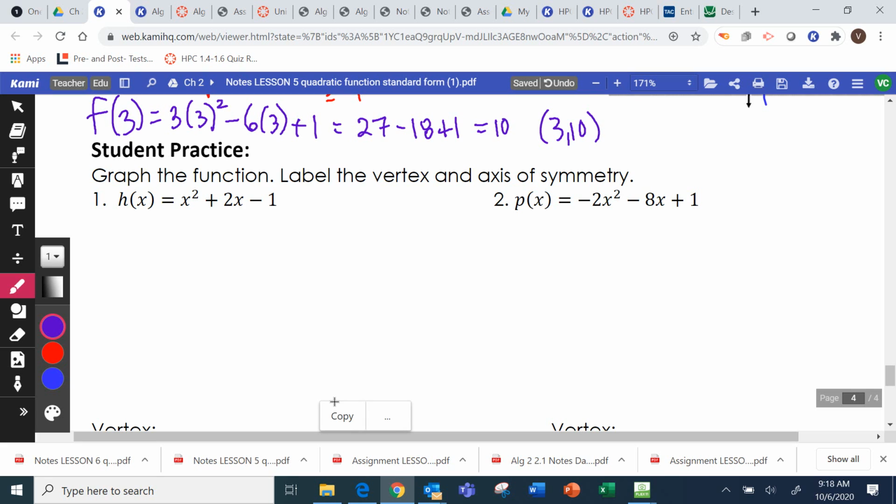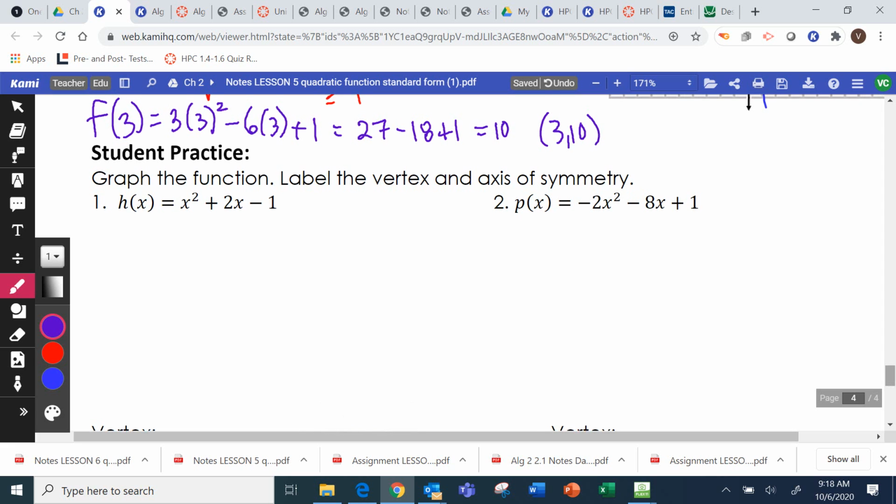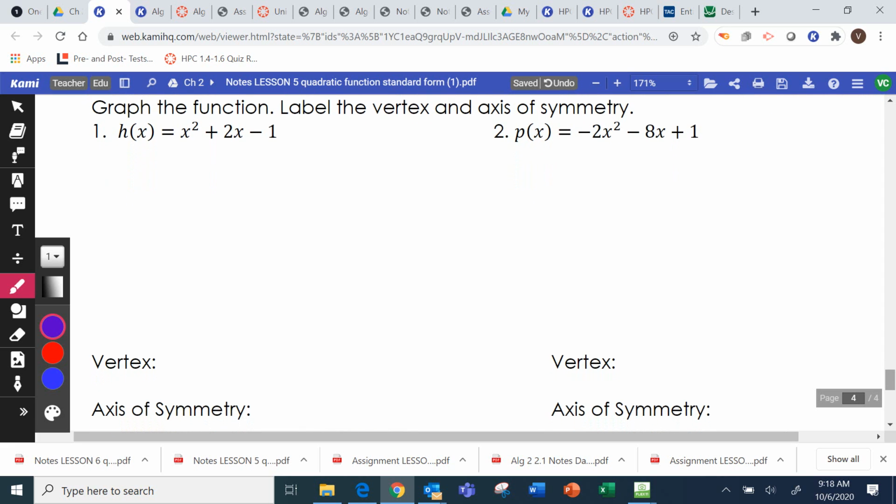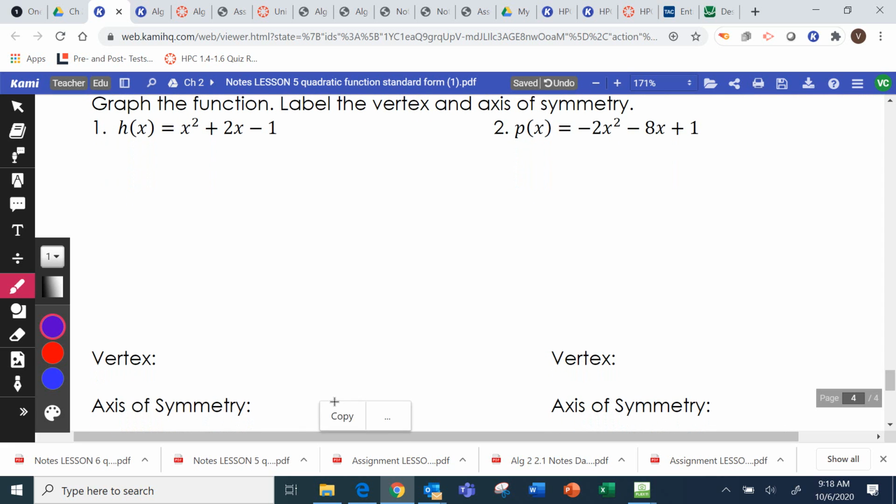Let's do another one. Let's do number 2. Number 2 looks like there's more going on. So we're going to start by finding our axis of symmetry. So we write down the formula.